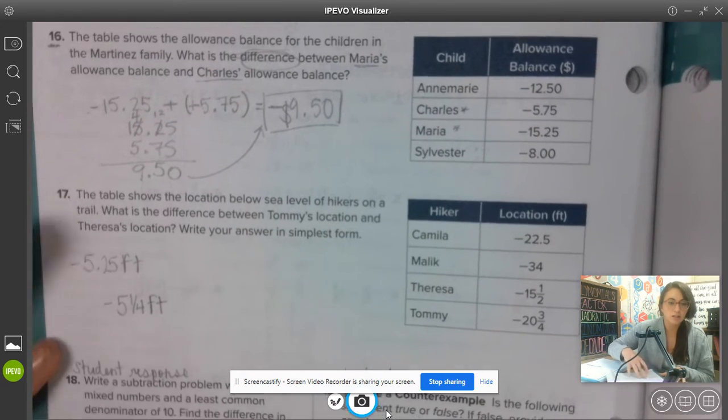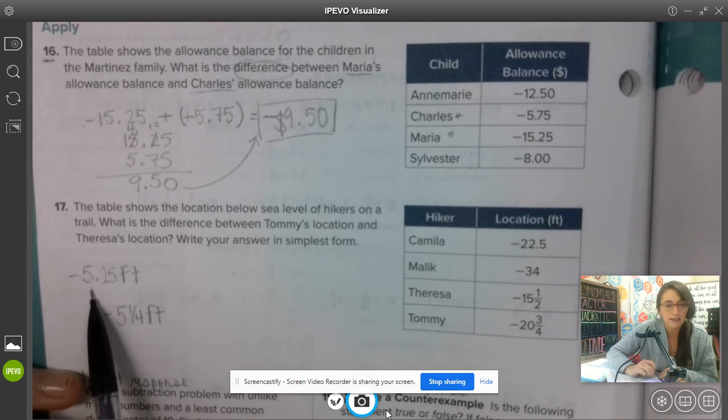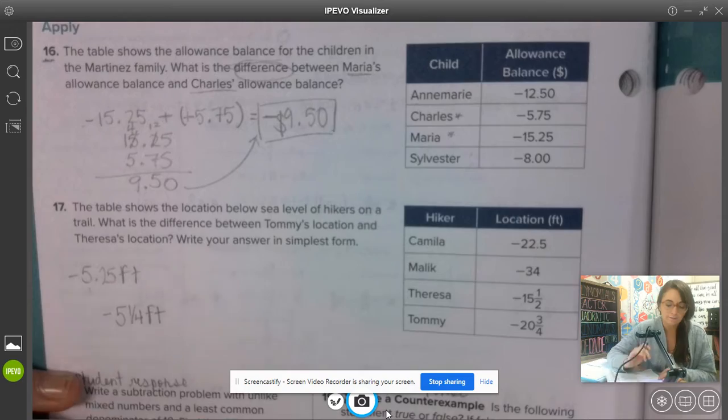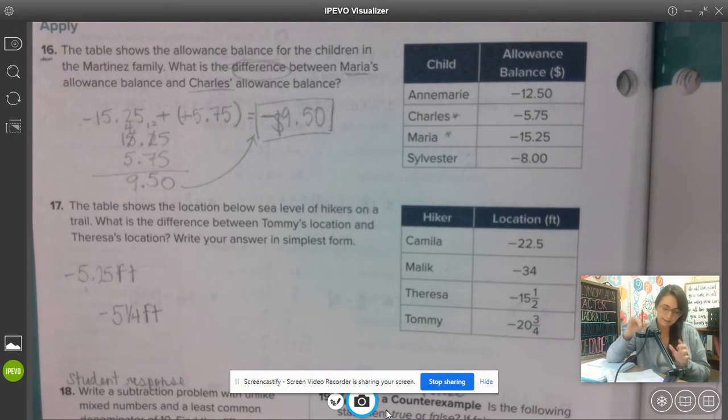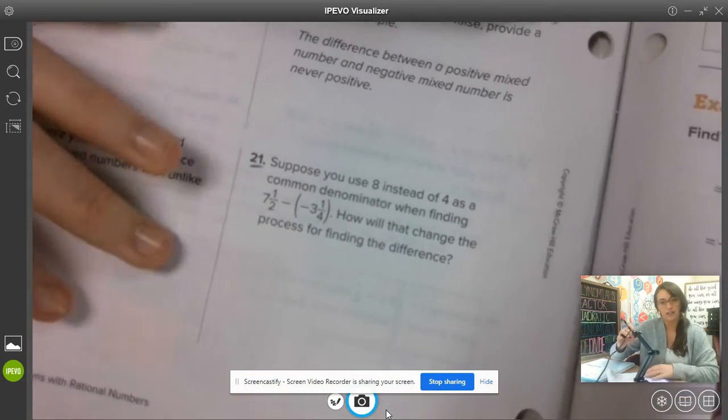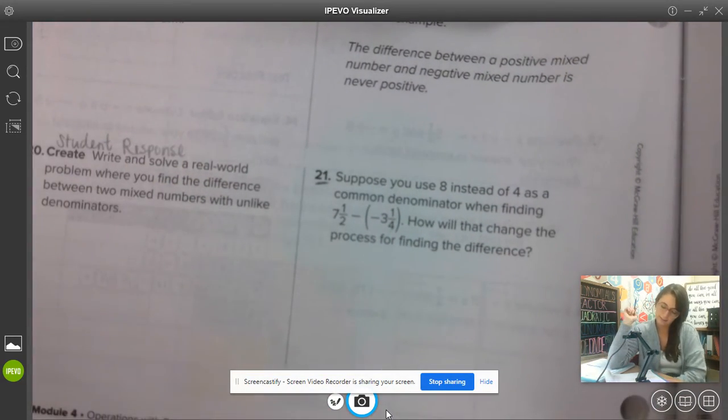Okay, so the answer for 17, you got negative 5.25, negative 5 1/4. I can't wait to hear your responses for 18, 19, and 20. And let's look at 21. Just going to hit it again.